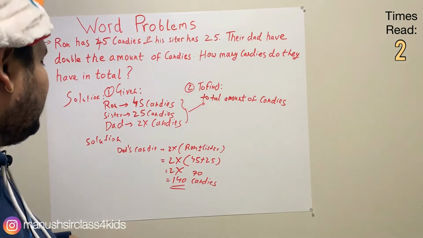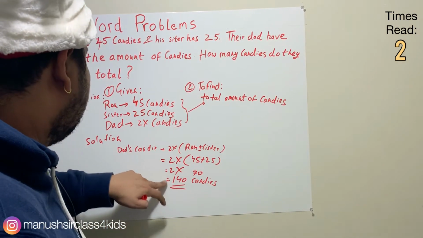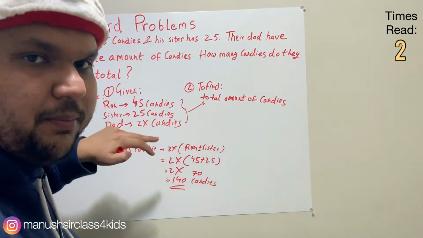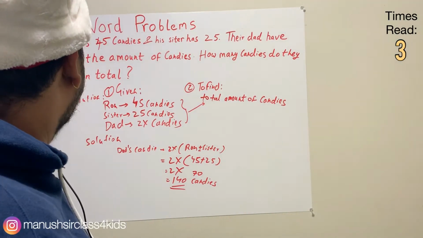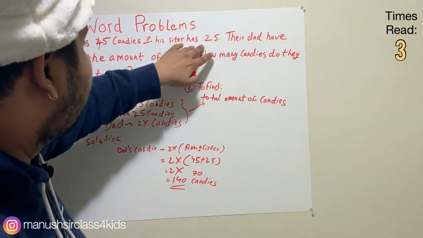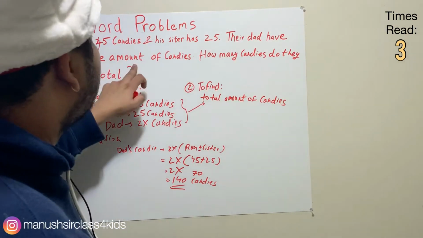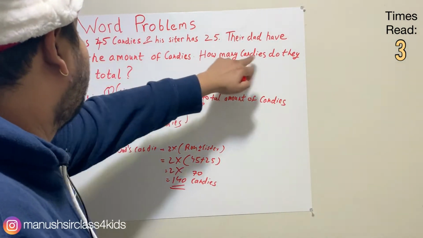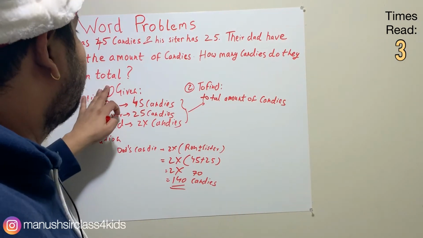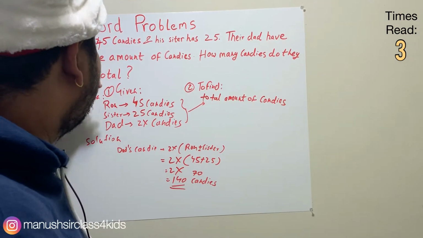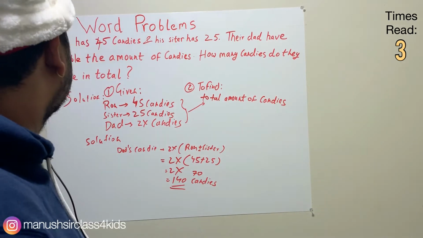So I will say total candy is going to be this one plus this, and add it up together. Ron has 45, sister has 25. Now the dad has double the amount of candies. How many candies do they have in total? So we have to figure out how many candies there are in total from the question.